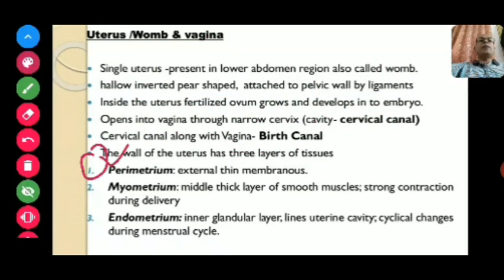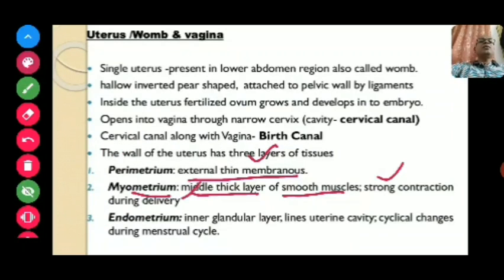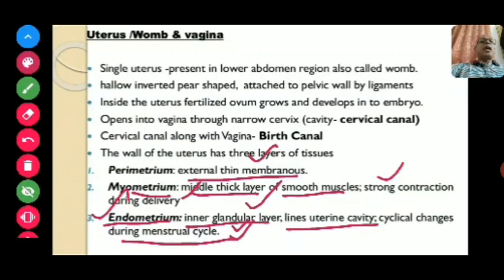The wall of the uterus has 3 layers of tissues. First is the perimetrium, second is the myometrium, and third is the endometrium. Perimetrium is the external-most thin membranous structure. Myometrium is the middle thick layer of smooth muscles, with strong contraction during delivery. The endometrium is the inner glandular layer that lines the uterine cavity and helps in the cyclic changes during the menstrual cycle.